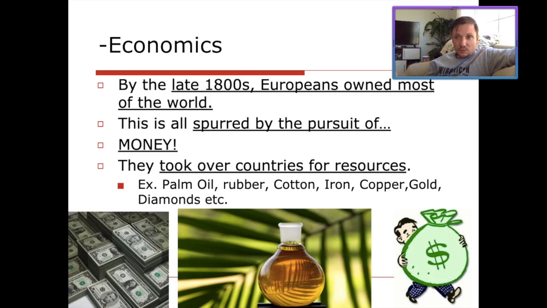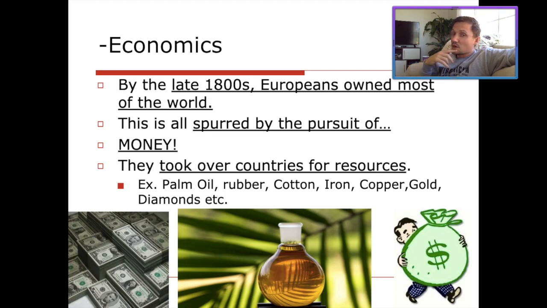Some of the big resources that these Europeans are after in these imperialized areas are palm oil, which was very, very big for keeping factory machines running during the Industrial Revolution. Rubber, because in the late 1800s, a French engineer invented the very first automobile, which needed rubber for its tires. Cotton, which was the cheapest textile you could make and grow. A lot of the imperialists from Britain wanted to go to India to grow that. Iron, copper, gold, diamonds, and another big one is ivory, or elephant tusk.